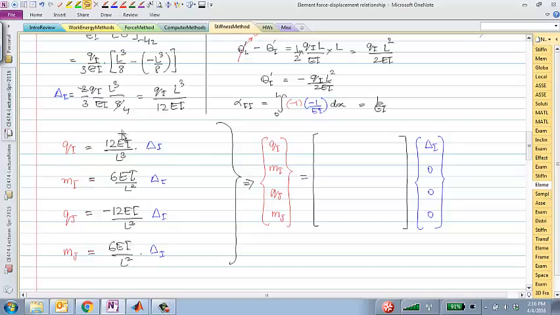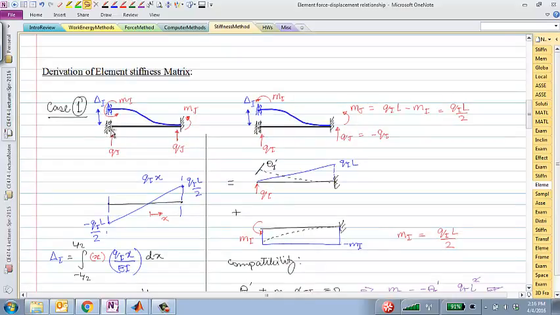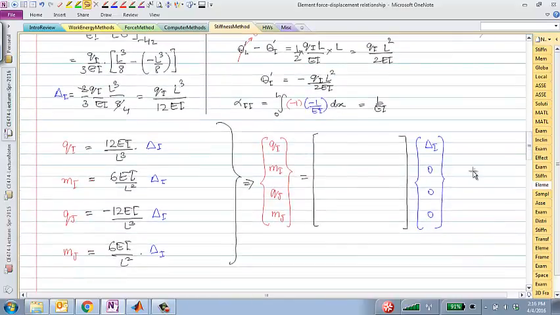Knowing these four relationships, can you tell me how I can express them in a matrix format? What we did here was really that there is only one delta I. The only degree of freedom that was non-zero was delta I, right? Delta I was non-zero. All the other three degrees of freedom were 0. So that's why I'm writing it as 0, 0, 0. These were the displacement degrees of freedom. And how can I express this relationship in this form? Any thoughts?